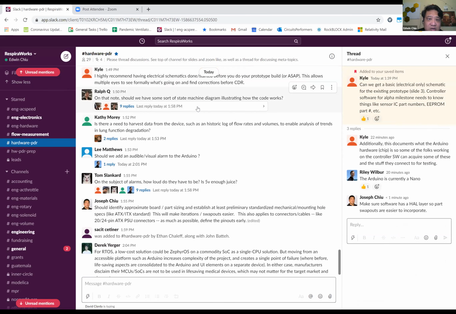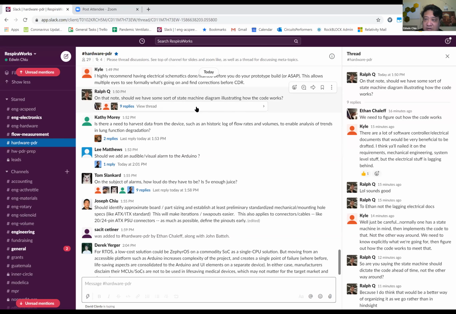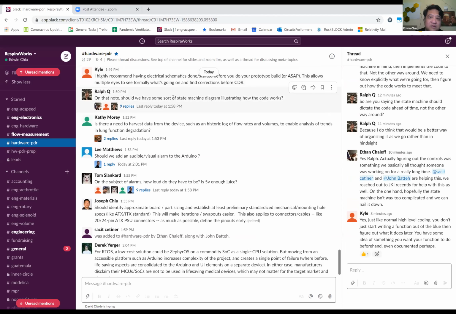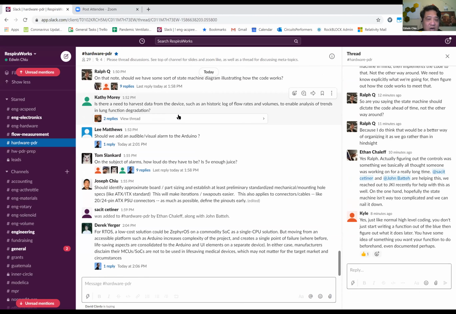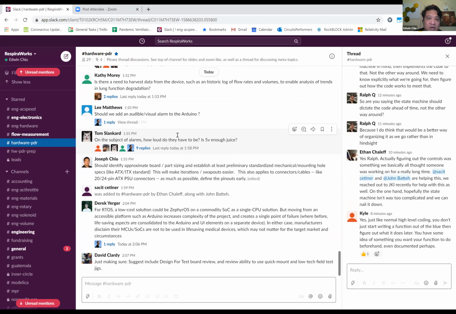State machine, that's probably a good question for the software team. The software team has been doing a lot of work on the architecture of the software, so go introduce yourself if you haven't already on the software channel, and they should get you up to speed. Is there a need to harvest data from the device? That's an open question. We definitely need to have patient history on the screen, but if we need to provide a report, I think that's something we need to think about. Adding audible visual alarm to the Arduino, I think we addressed that in the channel.